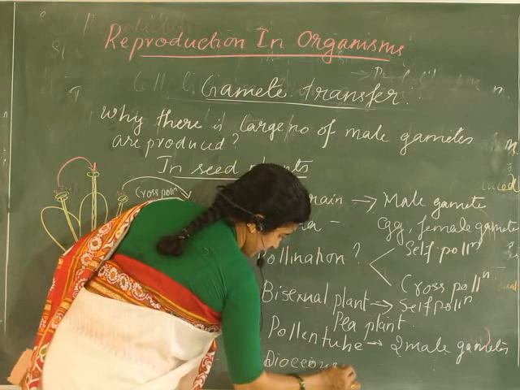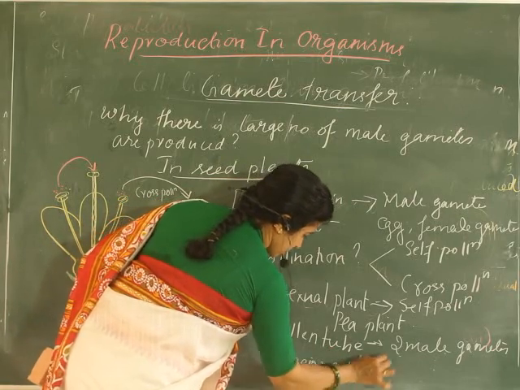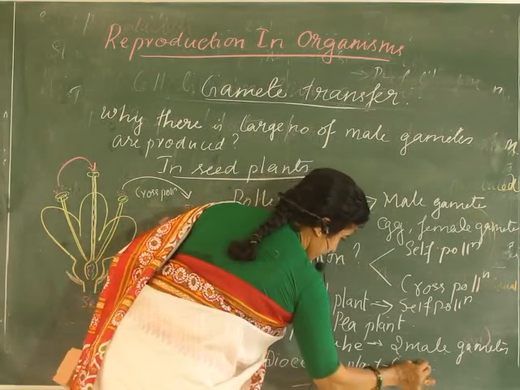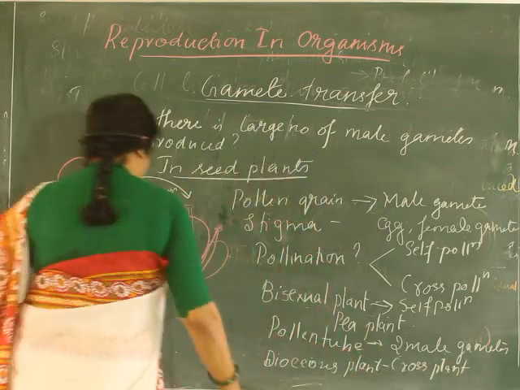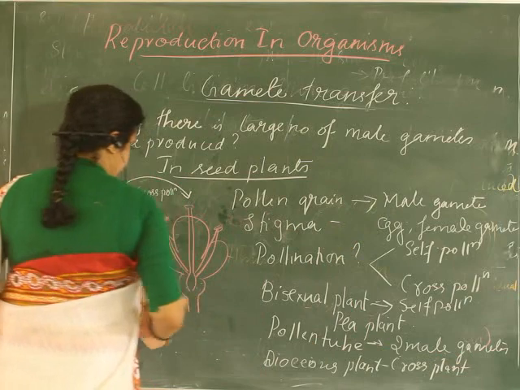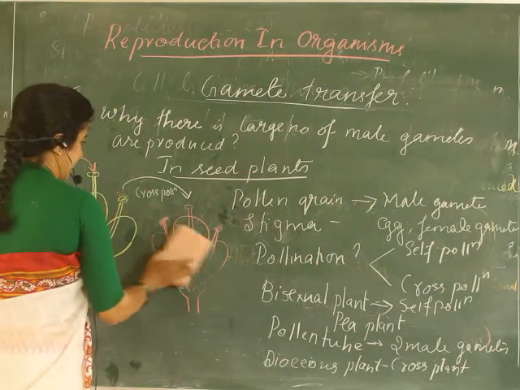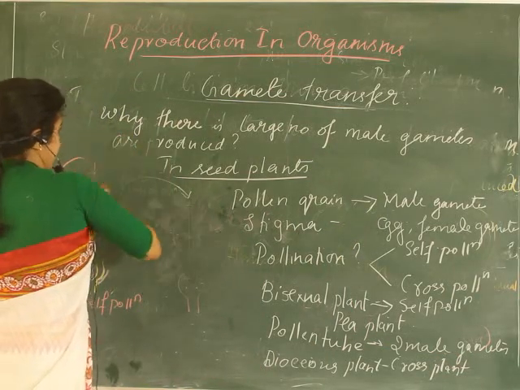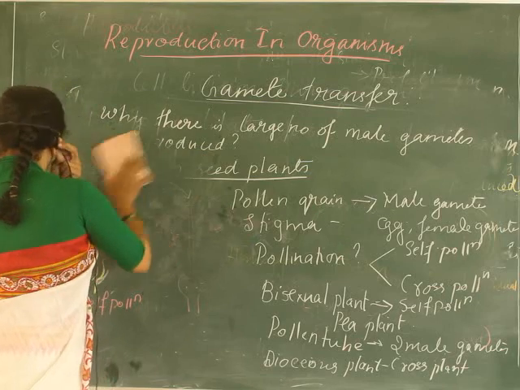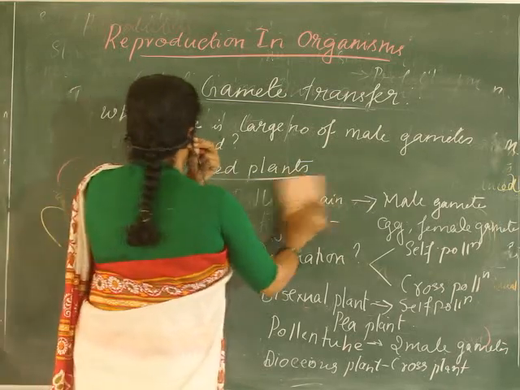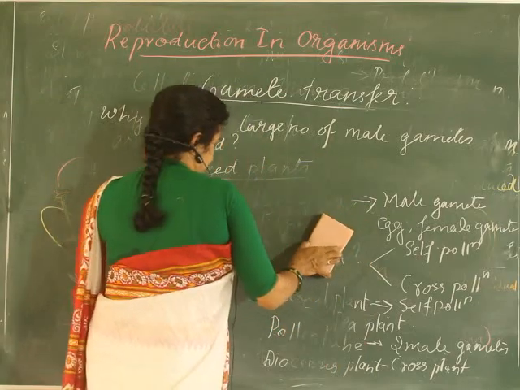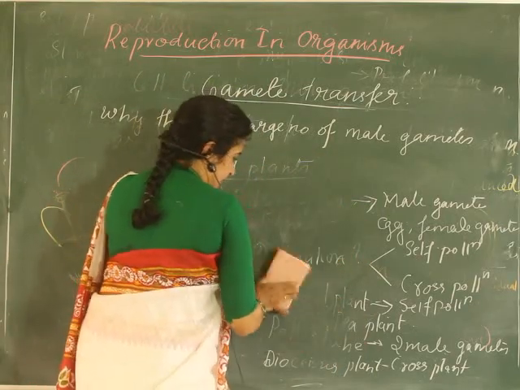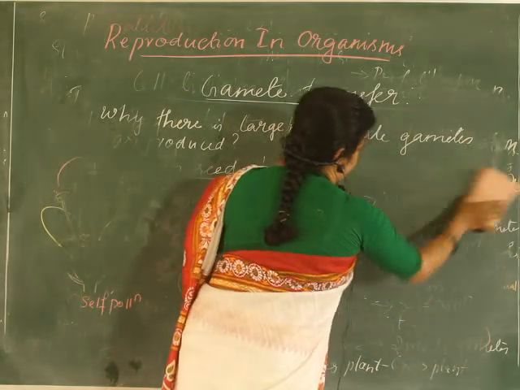In dioecious plants, cross-pollination takes place. Or can you give another term for this dioecious plant? It is a unisexual plant. Okay. So you have understood gamete transfer in seed plants.